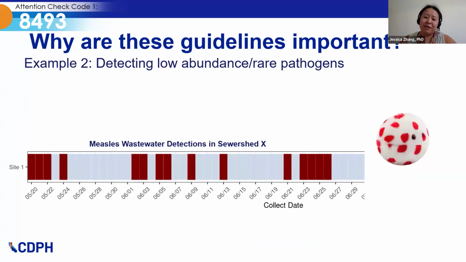And then, for example, the stability of nucleic acids is super important when it comes to low abundance and rare pathogens. For example, a super relevant one right now is measles, which is both low abundance and rare. We want to optimize our chances of catching a detection of these rare events, and that requires having wastewater samples sent to us in the most ideal conditions possible to try and capture these events.